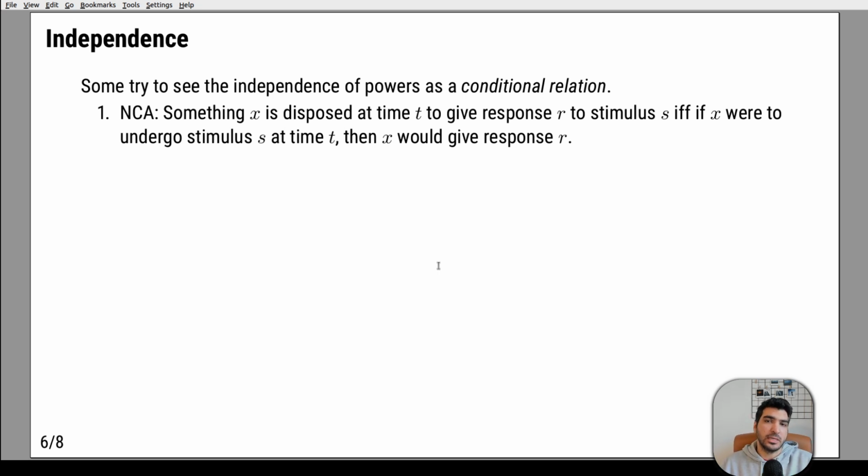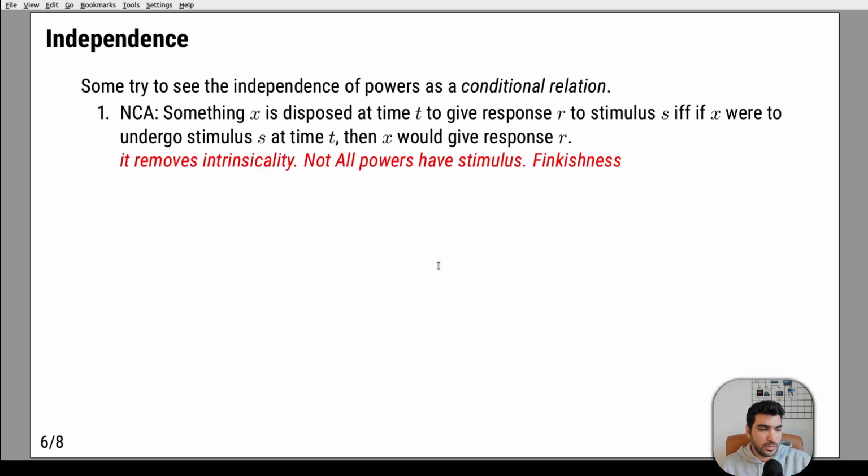So they say, no, it's a relation, but it's a conditional one. But this analysis has a couple of problems. One is that it removes intrinsicality. Why is that? Because it seems that there doesn't have to be anything about that specific glass statue to be fragile. There's nothing about it being made of glass or being so thin that makes it fragile.